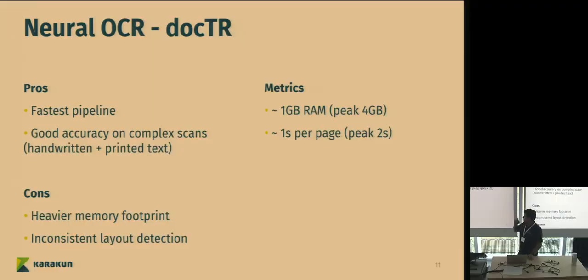Based on our test on my laptop, DocTR, document text recognition, was the fastest pipeline. That surprised me a little bit, to be honest. It had a good accuracy, also with handwritten text. It uses more memory compared to Tesseract, but it's also faster. And from time to time, it also failed on layout detection with complex documents.